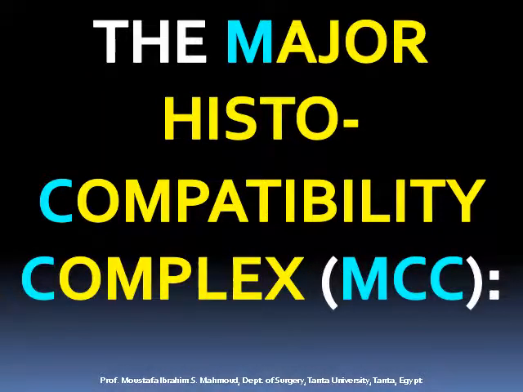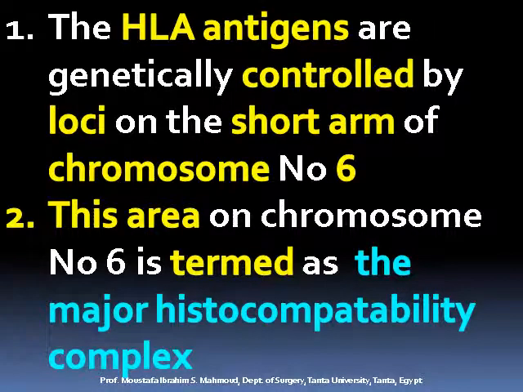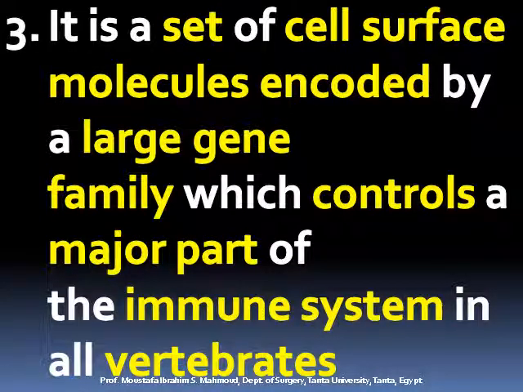The major histocompatibility complex, MHC. The HLA antigens are genetically controlled by loci on the short arm of chromosome number 6. This area on chromosome 6 is termed the major histocompatibility complex. It is a set of cell surface molecules encoded by a large gene family which controls the major part of the immune system in all vertebrates.